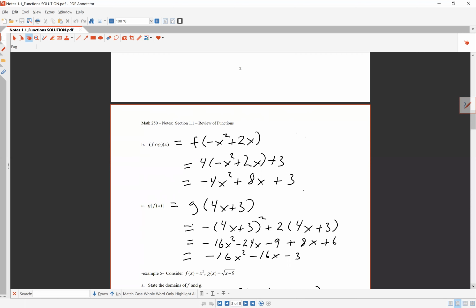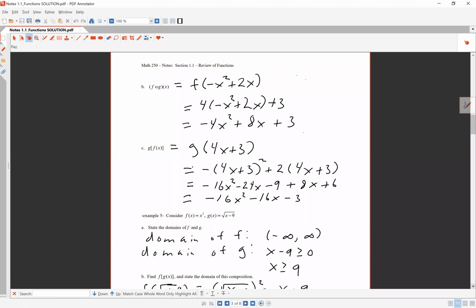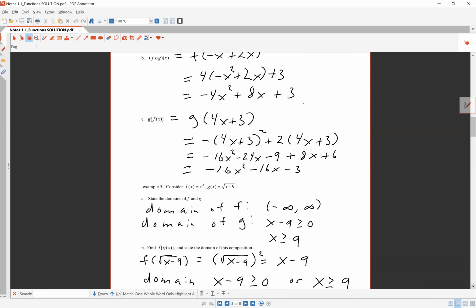So again, it's a downward facing parabola. The leading monomial, the leading term, is x squared. So that makes it a parabola. And the coefficient is negative, so it's a downward facing parabola.